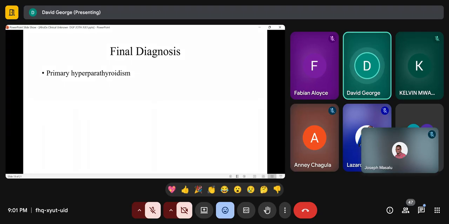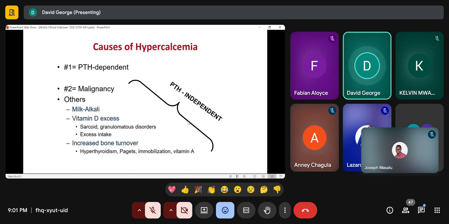This patient was presented at a grand round, and I thought it was interesting, especially knowing that many people are not very comfortable with calcium as a cation. I thought this would be a very good opportunity for Joseph to teach you about calcium, and he already did. So I just have one slide, and this will be more of a repetition because Joseph has talked about it.